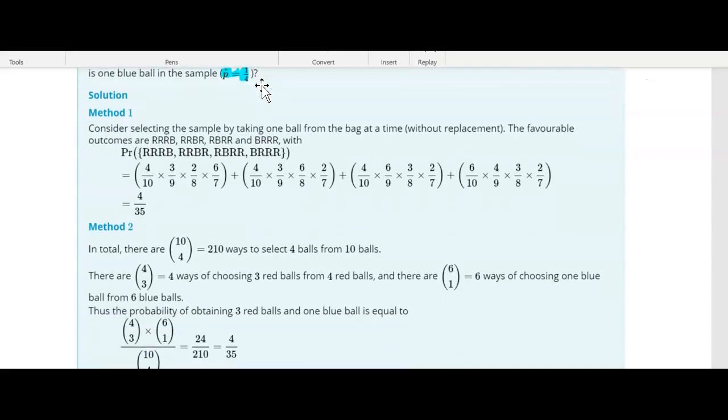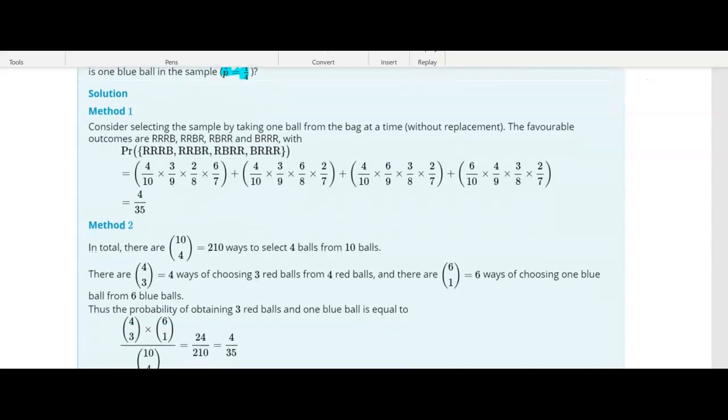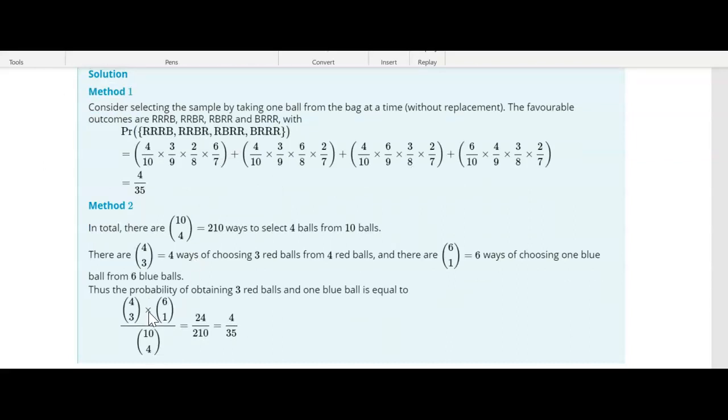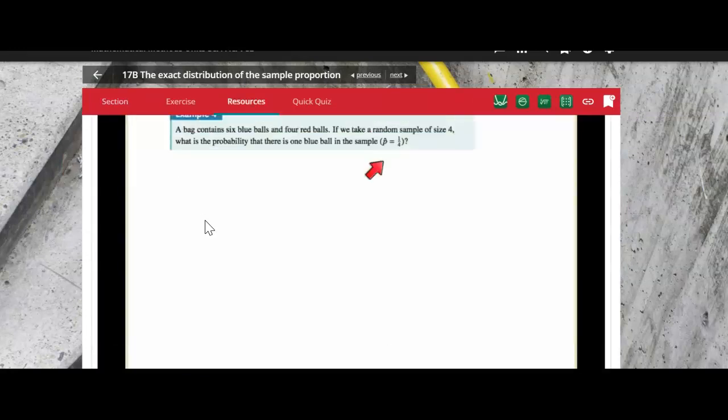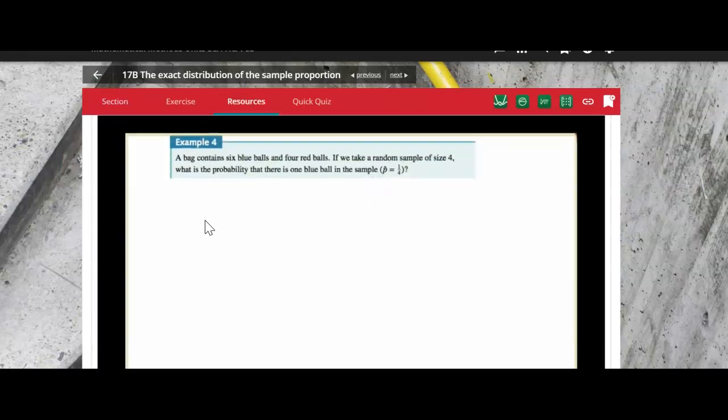So go through the 2 methods. These methods are here, but I am also going to play the video from the textbook. This question is introducing the concept of p hat, which is the proportion of the sample that we want to have a particular characteristic. We want, of the 4 balls that we choose, one of them to be blue. Therefore p hat is 1/4.